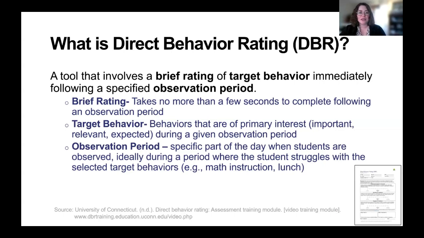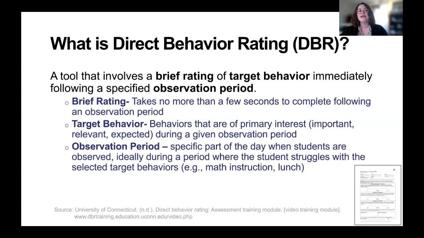When we're talking about the target behavior, these are the behavior or behaviors that we are interested in supporting for a student. We want these to be important behaviors for that student, relevant to what we're working on, and behaviors that are expected, that we would want to see during the observation period. And what's that observation period?